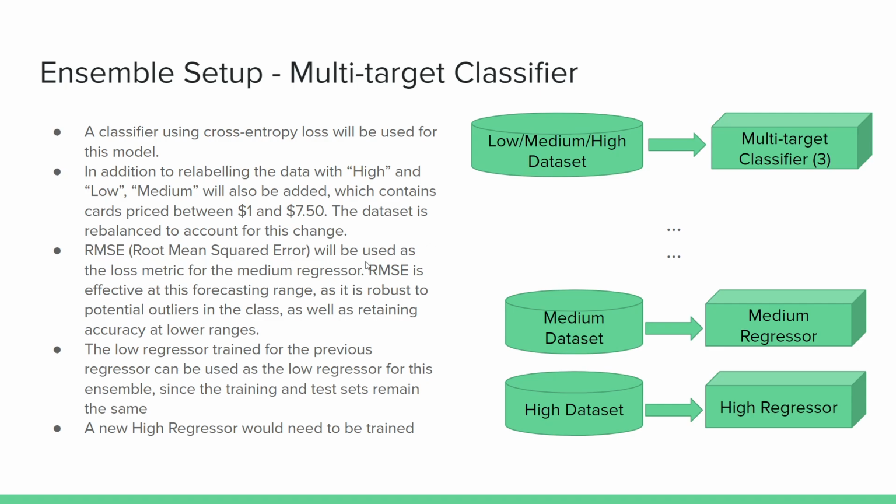RMSE will be used as the loss metric for, I think it's the medium regressor, just because it's also pretty effective at that range. Even though it's a range with considerably less variance than the high data set, it's still got a few outliers, especially in the $7.50 range, and there's still a very large cluster of cards in that $1 range in the medium data set. And the high regressor still uses the same loss metrics as the one used in the binary classifier.